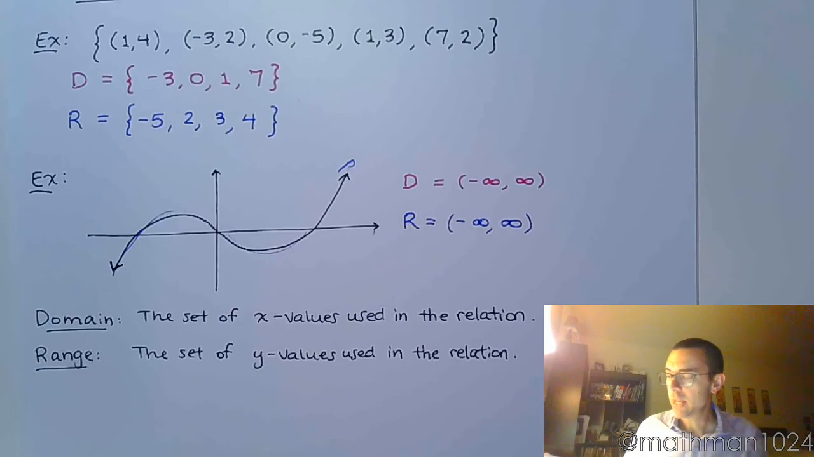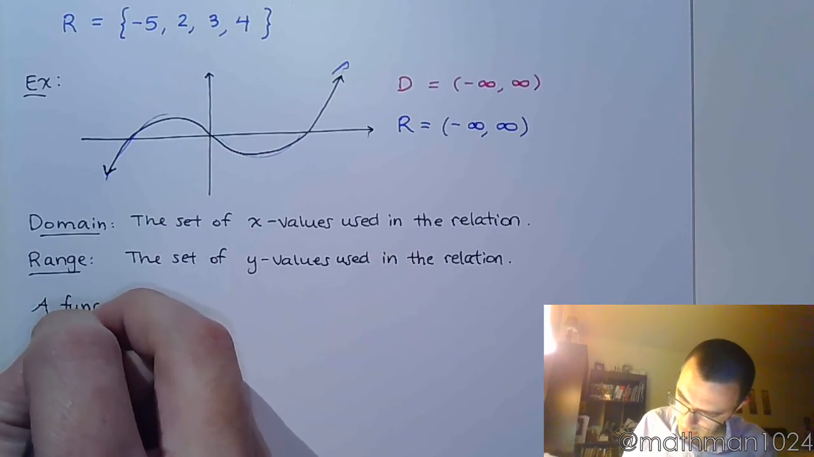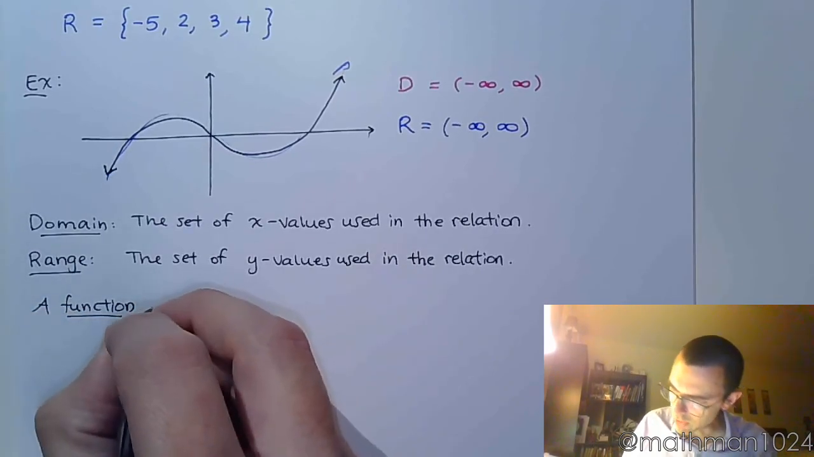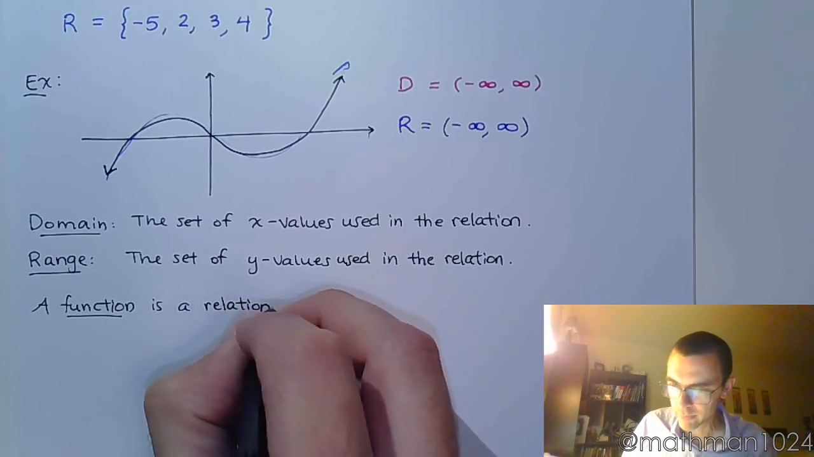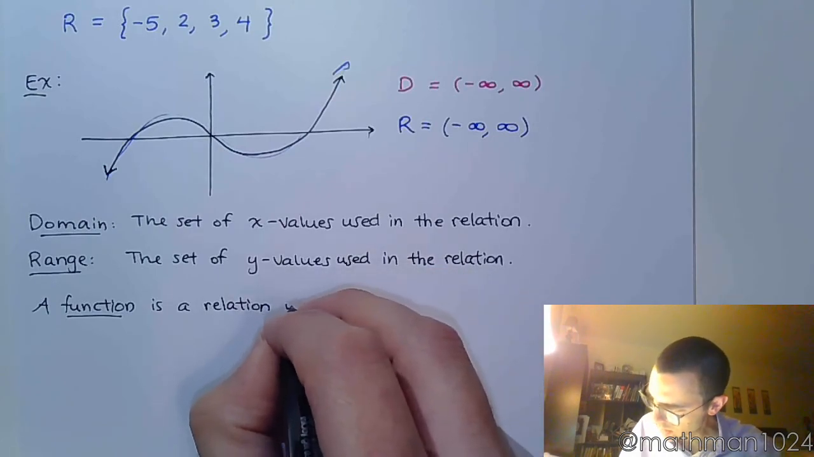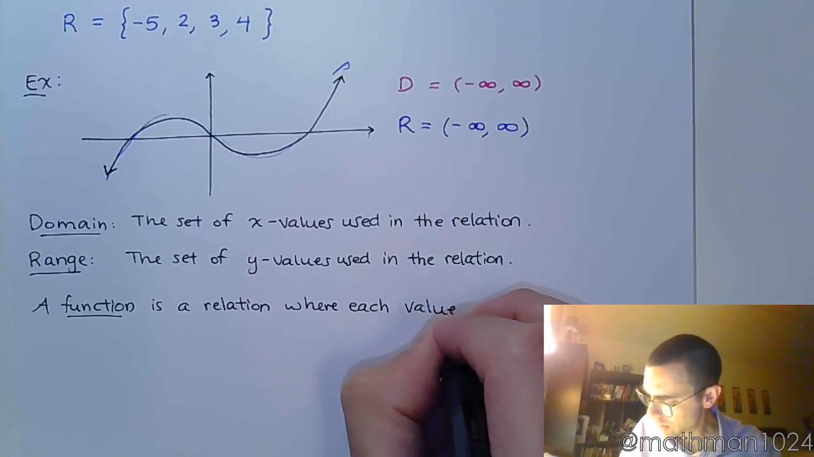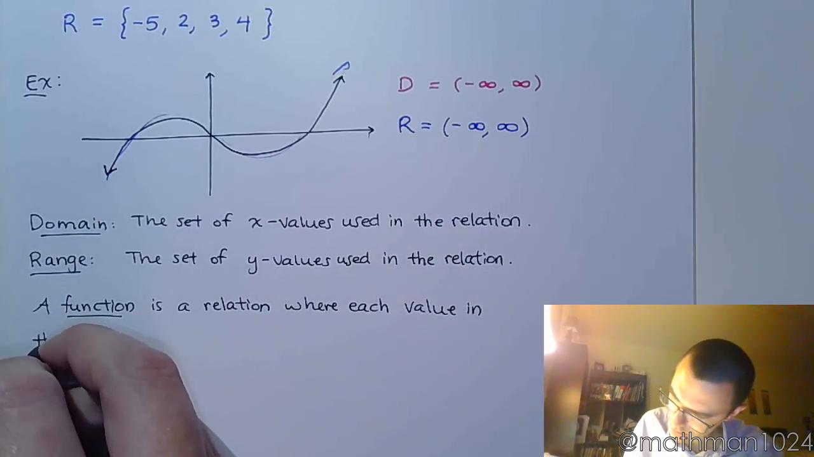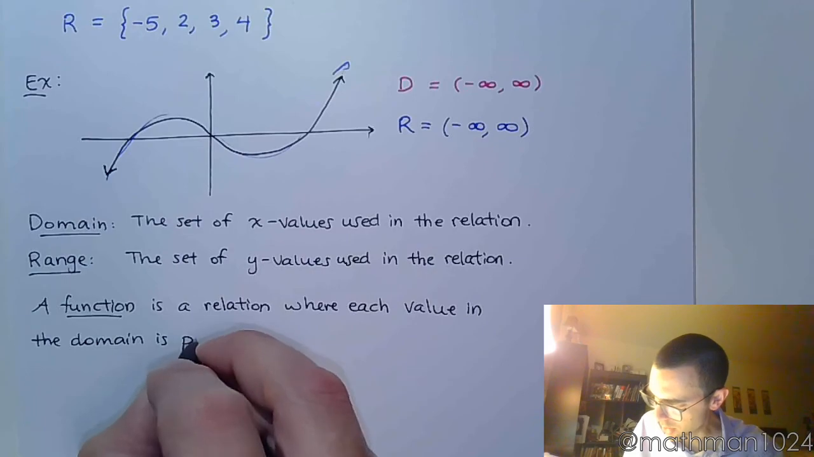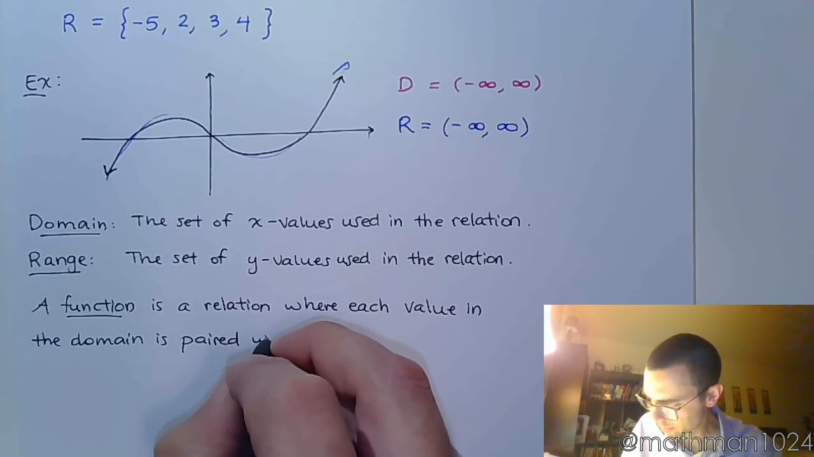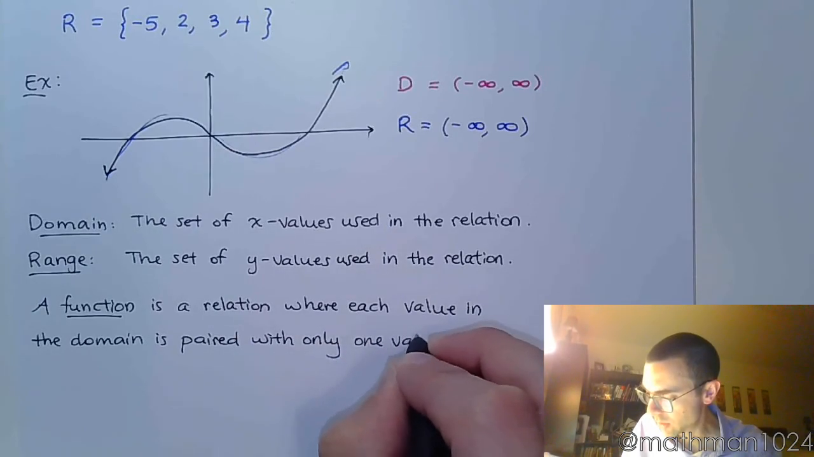Now we want to talk about what it means to be a function. Okay, so a function is a relation where each value in the domain is paired with only one value in the range.